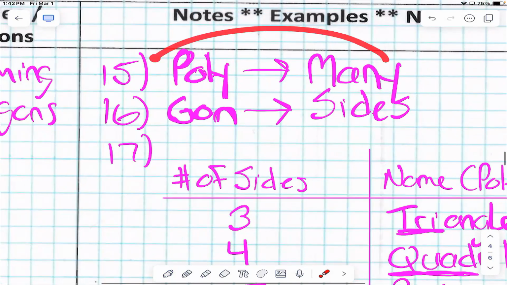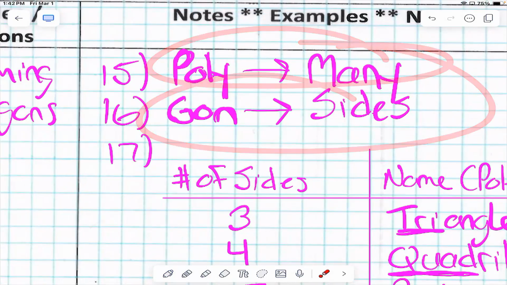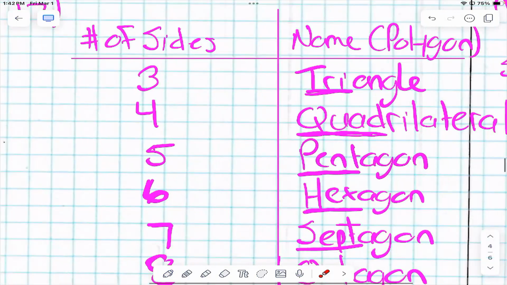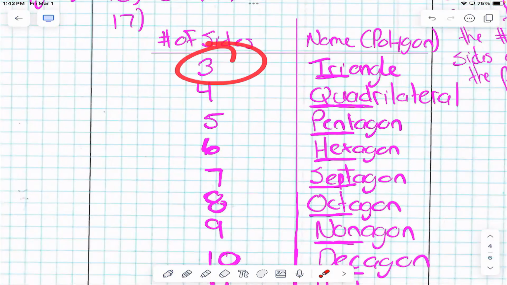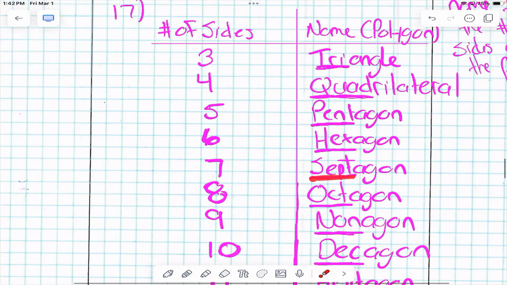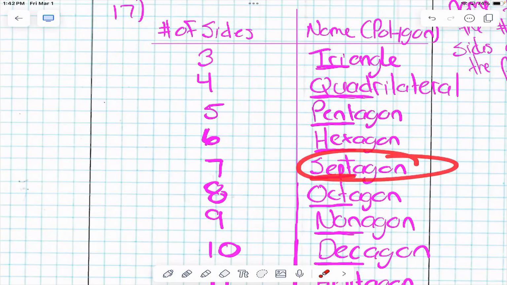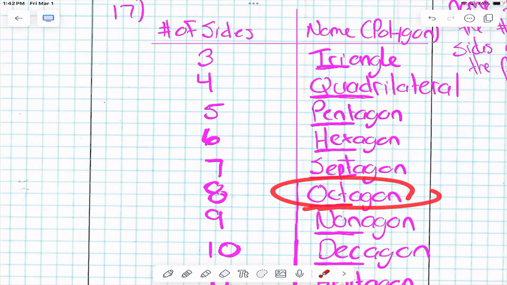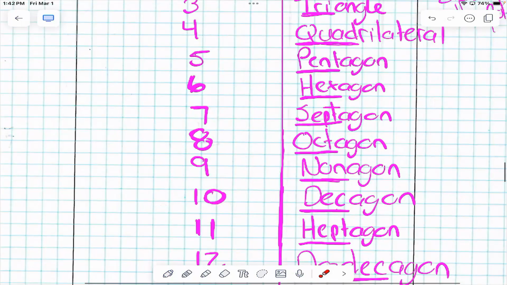What's poly mean? Many. What's gon mean? Sides. Polygon, many sides. If you have a shape that has 3 sides, we call it a triangle. What does tri mean? 3. If you have a shape that has 5 sides, we call it a pentagon. What does pent mean? 5. If you know what sept means, you know that a septagon would have 7. If you know what oct means, you know octagon would have how many sides? 8. You guys cool with all that?